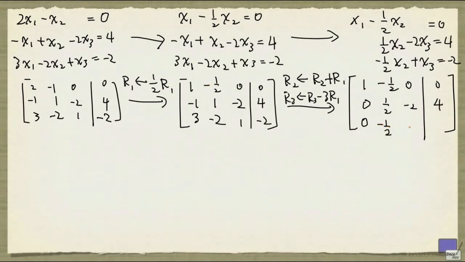And 1 minus 0 is 1. Minus 2 minus 0 is minus 2. Now, if you look at these two equations, they only have x2 and x3. And so I'm going to try to eliminate x2 from the third equation. And I can do that by adding the second equation to the third equation. And that will give me the following system.